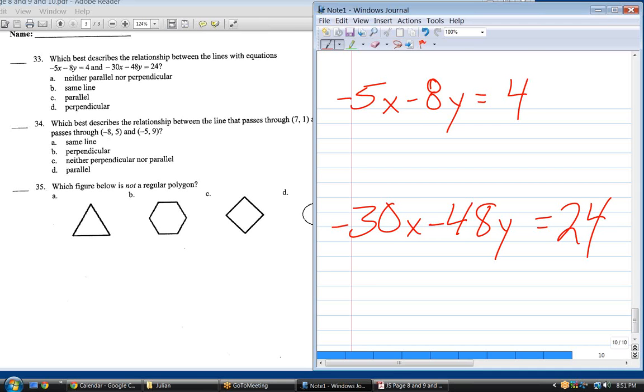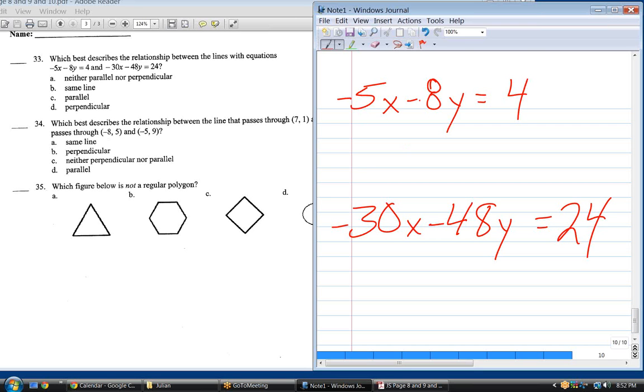Every term is 6 times the other equation. Minus 30 is 6 times minus 5, minus 48 is 6 times minus 8, and 24 is 6 times 4. What does that mean about equation number 2? It's the same line.